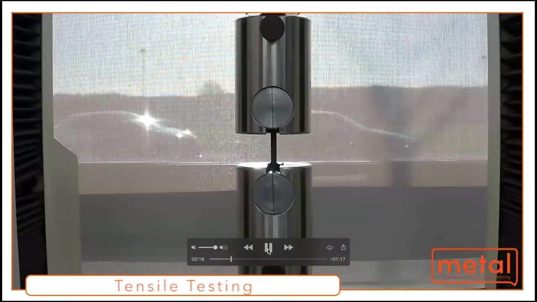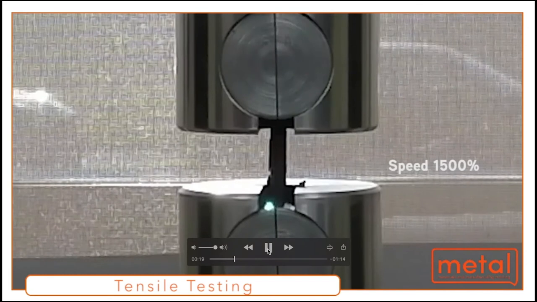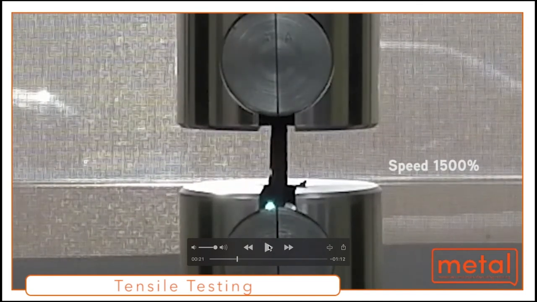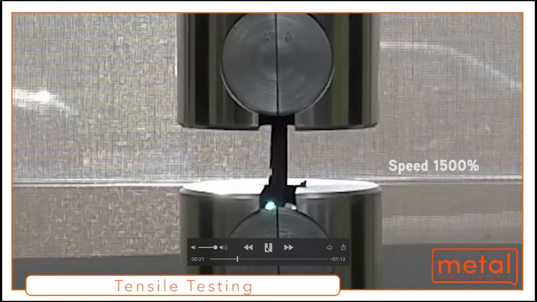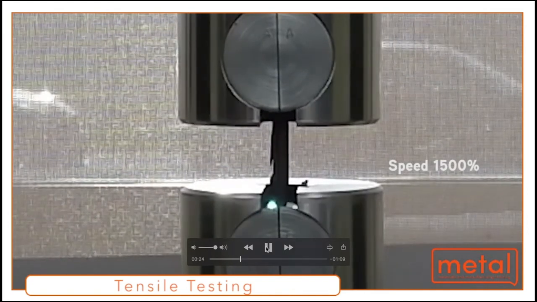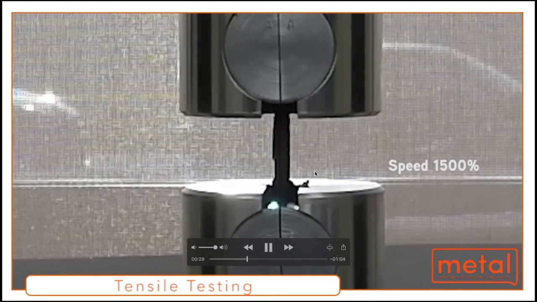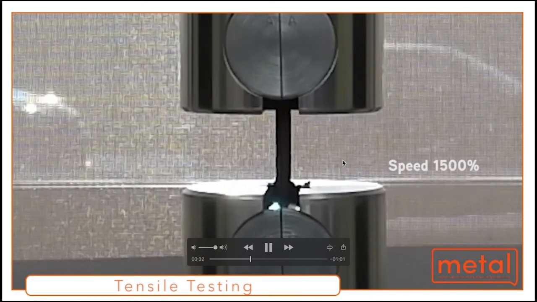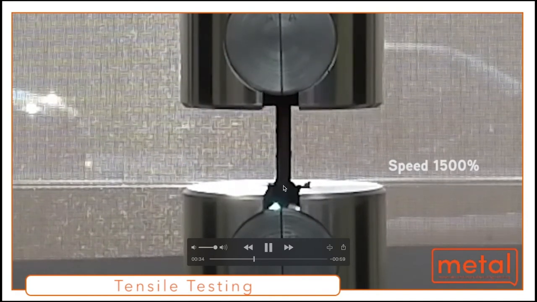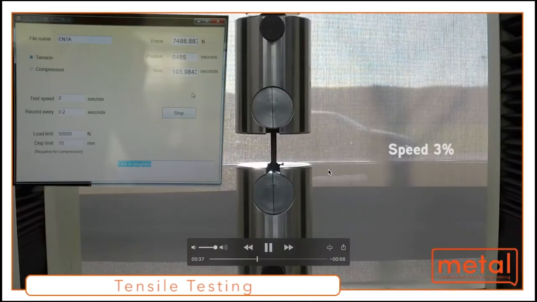There we go. That's a very quick test. Let's see what happened there if we slow it down. So let me pause that a second. The top half of the fixture is your actuator. This moves up at a prescribed speed, because this test is in something called displacement control, and we'll have a look at that in a bit. As you can see, this isn't the best sample to use because it's full of this decarburized layer. However, it pulls and pulls and pulls, and eventually it will start to neck in this region, and then we should get a failure. There we go, slow motion.